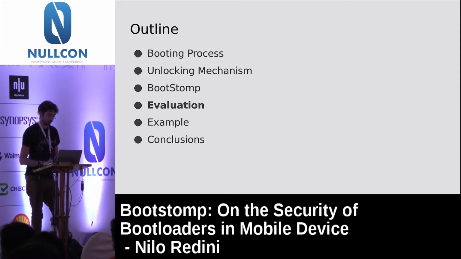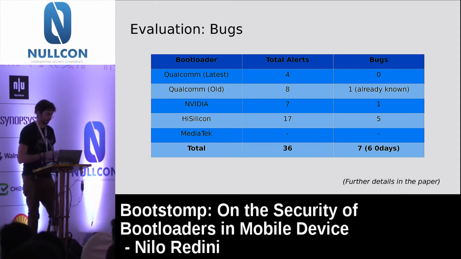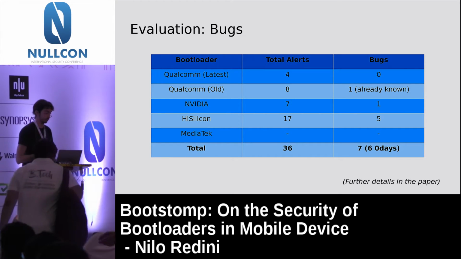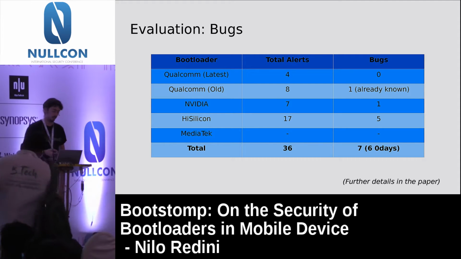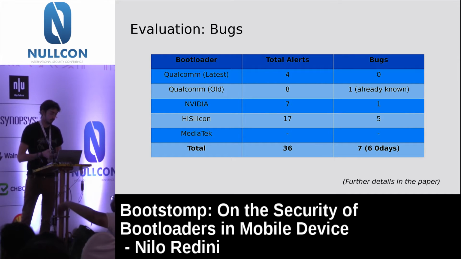Let's see the evaluation. BootStomp has been evaluated against 4 different bootloaders. We use Qualcomm LK, actually 2 different versions: the latest version that we found during this work, and an old one which was known to contain a bug. The NVIDIA bootloader, the Huawei bootloader, and the MediaTek bootloader. We had some problems at this stage analyzing MediaTek's bootloader because basically Angr was giving us problems. Overall, BootStomp raised 36 alerts, of which 7 were found to be true positives, and 6 of them were found to be 0-days.